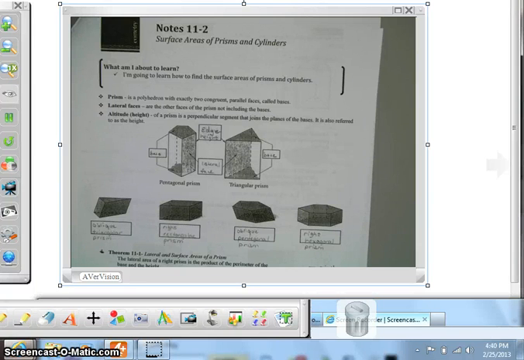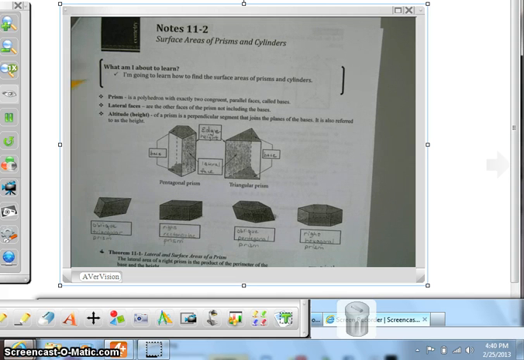Welcome to surface area of prisms and cylinders. This is notes on lesson 11.2 in geometry, and what we're going to learn today is how to find the surface area of prisms and cylinders. So let's start with some definitions to begin with.